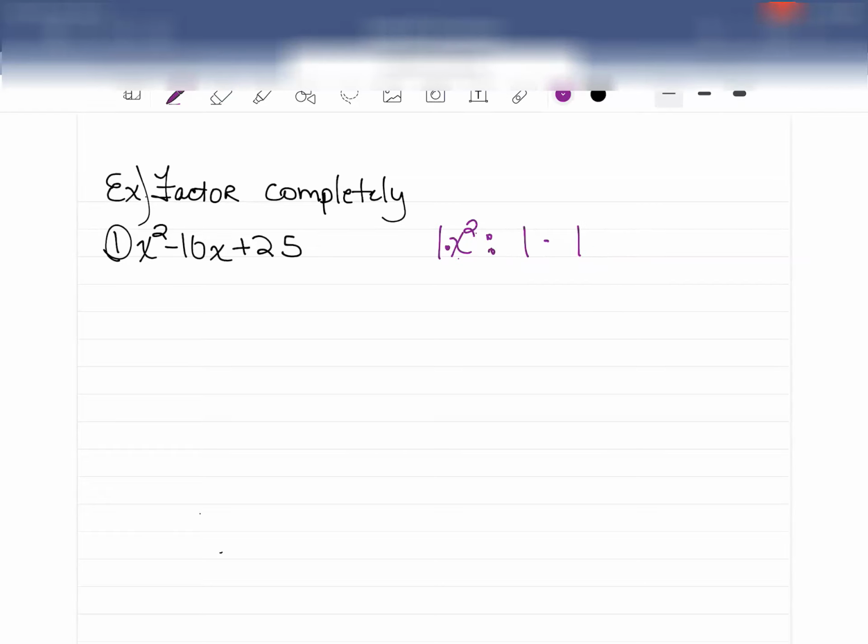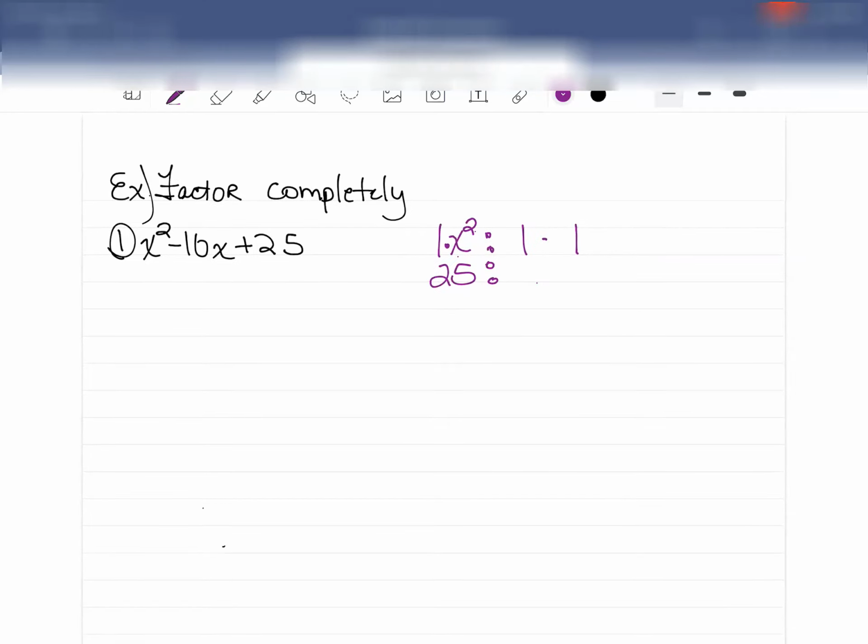I have a 25. My factors of 25 are 1 and 25, and then I also have 5 and 5. And so I'm making note of my factors. There's a plus sign right in front of the third term: x squared minus 10x plus 25. That plus sign tells me I'm going to have 2 same signs. The minus in front of the second term tells me both signs are going to be negative.